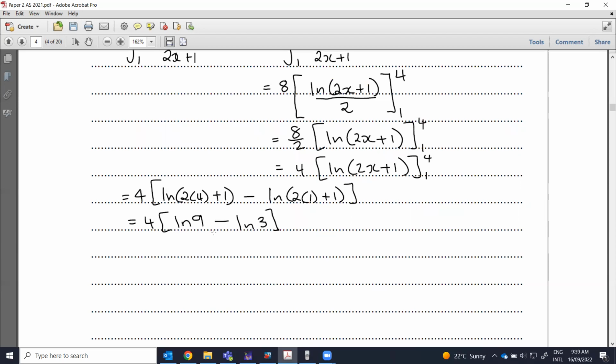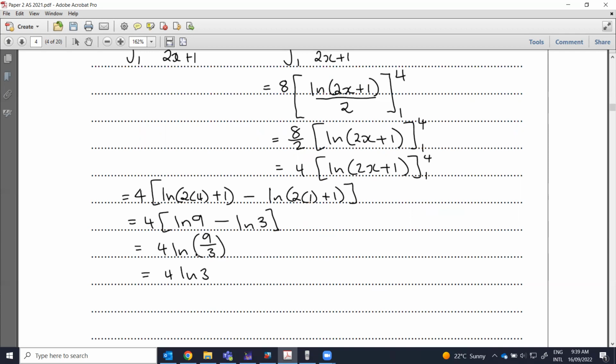If the bases are the same and you are subtracting, then you can divide the arguments. So this is 4 ln of 9 divided by 3, which is 4 ln of 3. 9 divided by 3 is 3.